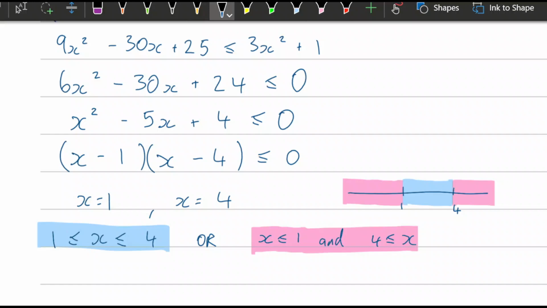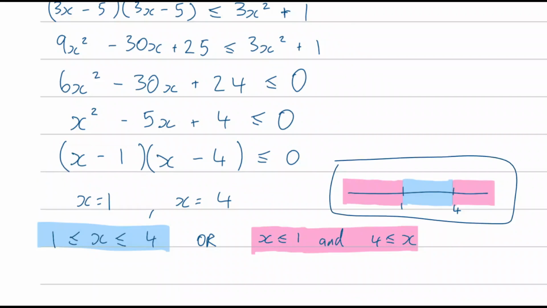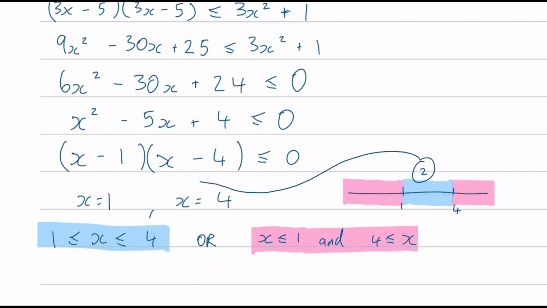So we need to work out which one it is. The easiest way to do that is, once you've worked out that your boundaries are 1 and 4, like on this number line, pick a value for x in the middle, in between. So let's say 2. It doesn't need to be perfectly in the middle, that's fine. Now, what we do is take 2 and substitute it in for x.